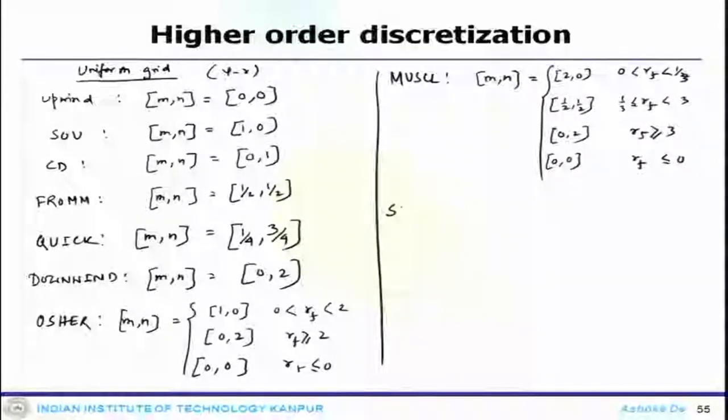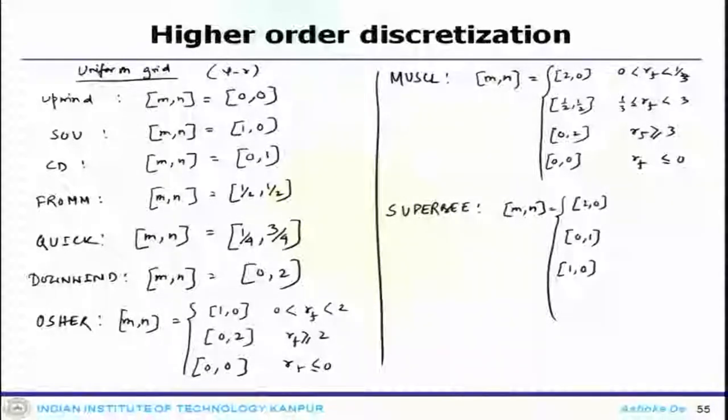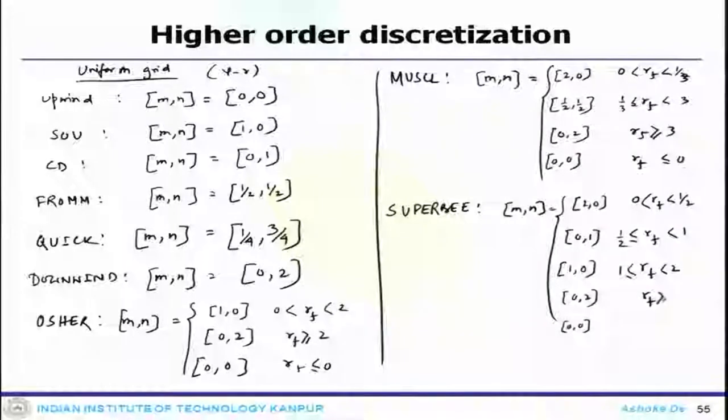And Superbee, which is given again in 5 segments: one is 2, 0, then 0, 1, then 1, 0, then 0, 2, and 0, 0, where r_f is less than half and greater than 0, r_f is less than 1 and greater than half, r_f is less than 2 and greater than or equal to 1, r_f is greater than or equal to 2, and r_f is less than or equal to 0.